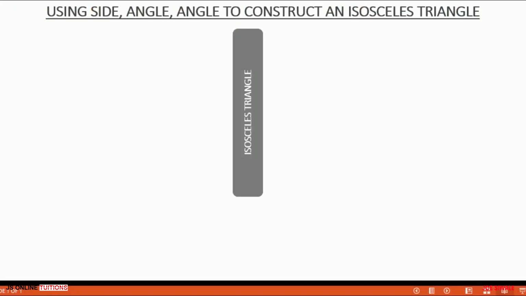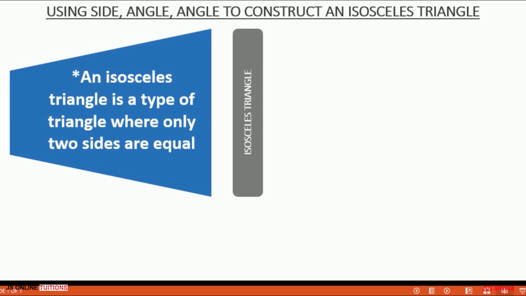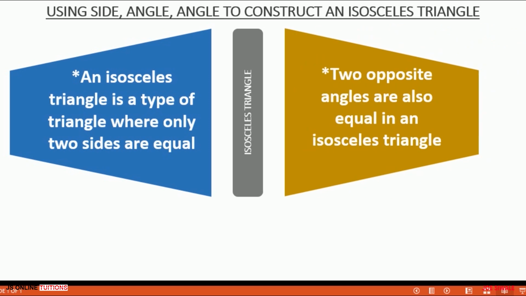Let us now look at the isosceles triangle. So we are going to use side angle to construct an isosceles triangle. An isosceles triangle is a type of triangle where only two sides are equal. Two opposite angles are also equal in an isosceles triangle. So we have an example of an isosceles triangle. So as you can see, two opposite angles are equal and we have two sides that are equal.